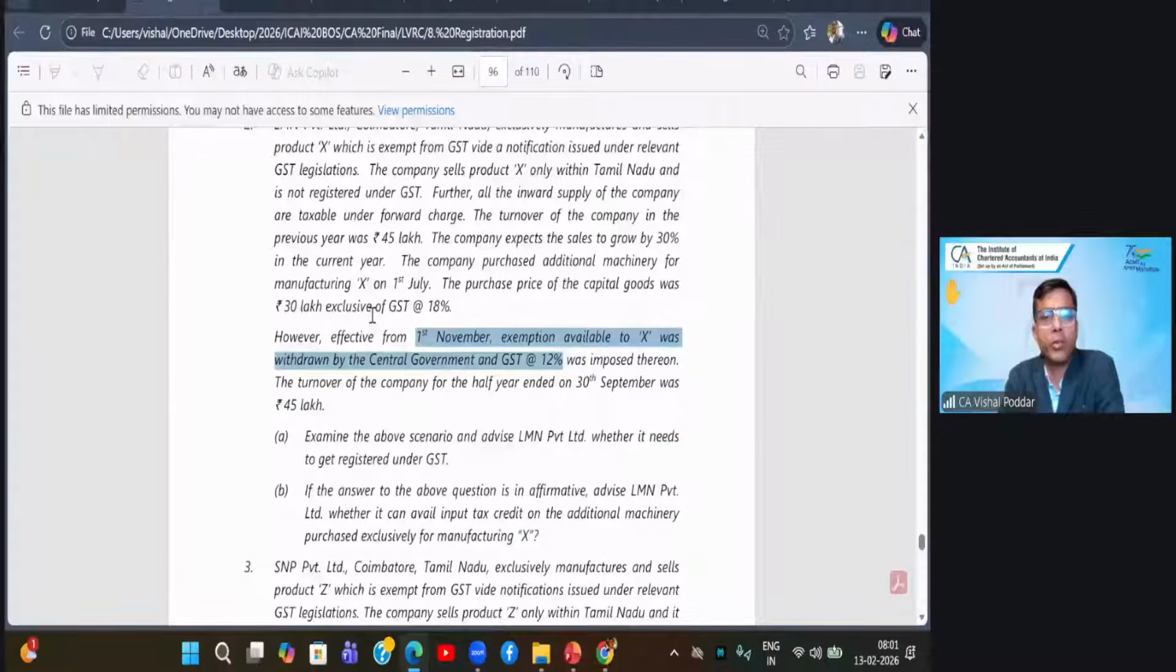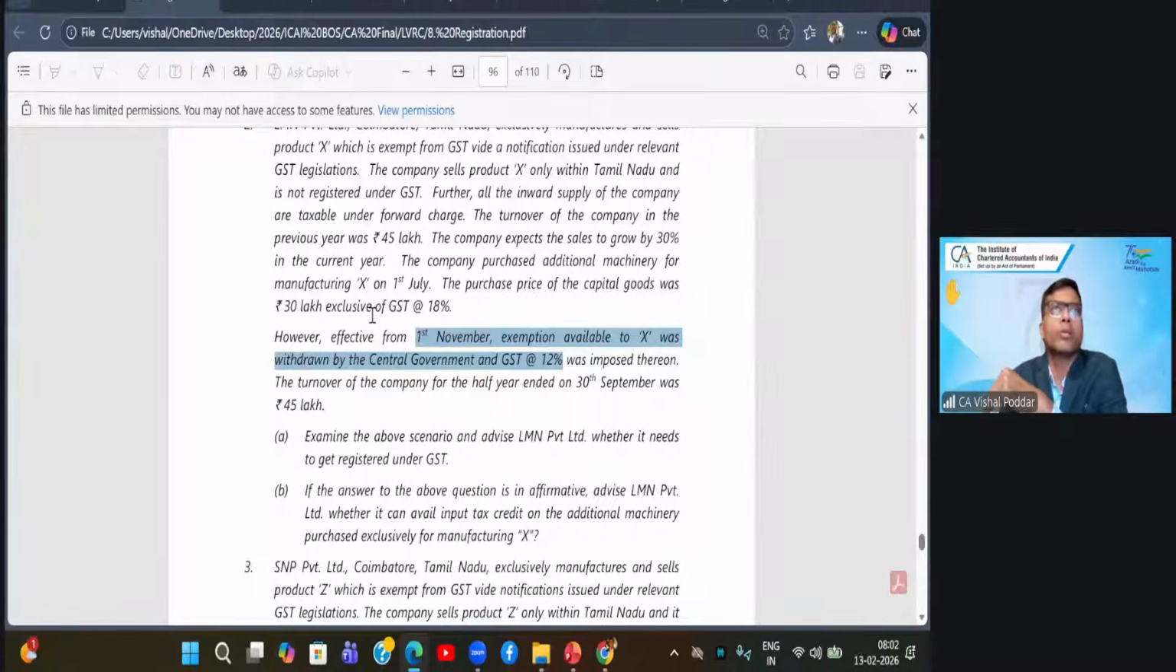45 lakhs. So firstly, see what are our steps. First, check 24. Are you having any transaction of 24? Is there interstate supply of goods? No. Is there inward RCM supply? No. Have you registered on some online portal? No. So none of these things are applicable. So 24 is not applicable.